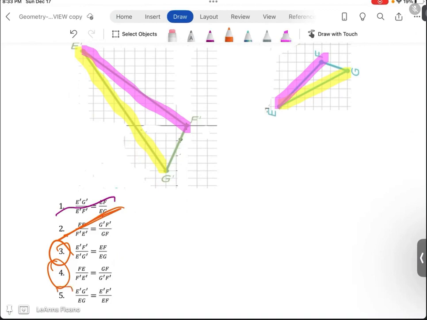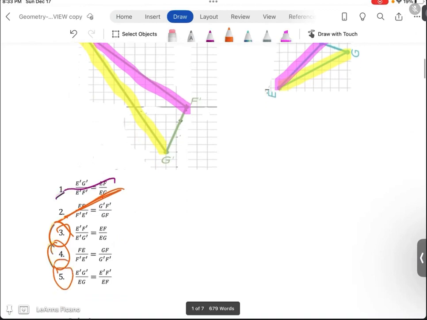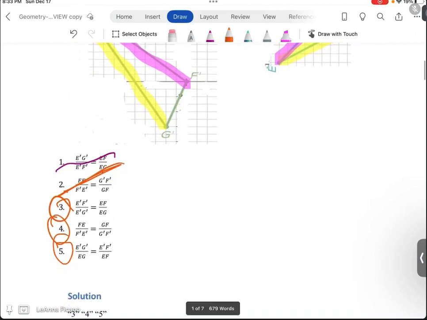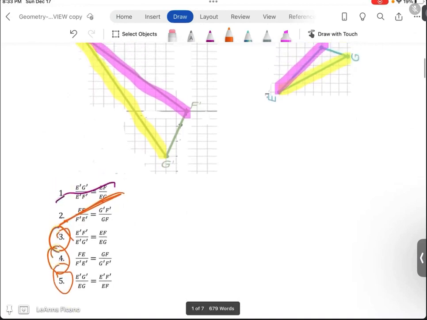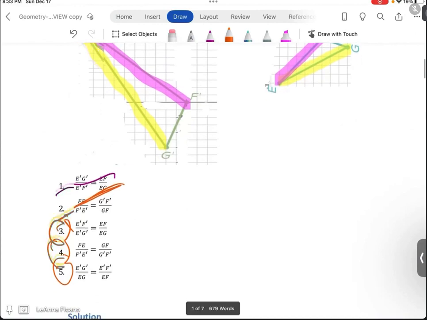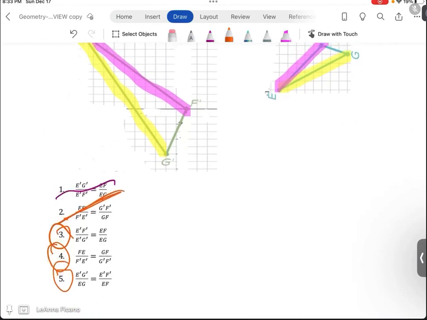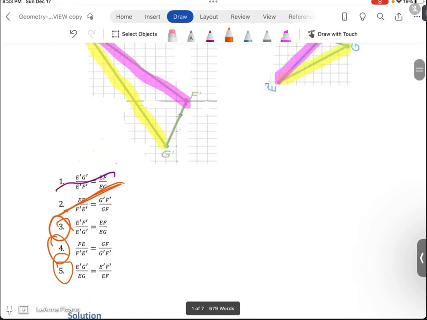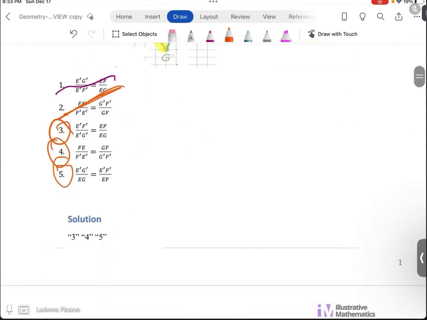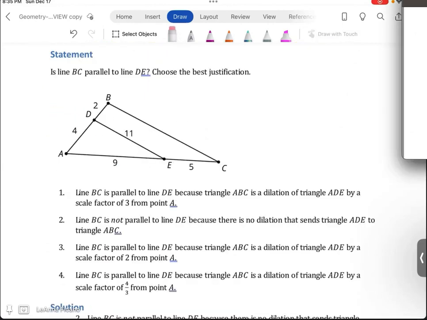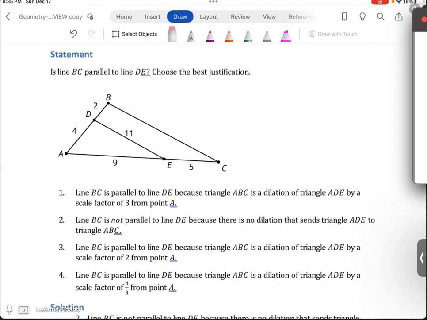Okay, so it's really important that the correct line segments or things are being said in the correct spots of the ratio, right? Showing a relationship that's true, right? So that's our solution 3, 4, and 5. Okay, so let's take a look at problem 2.